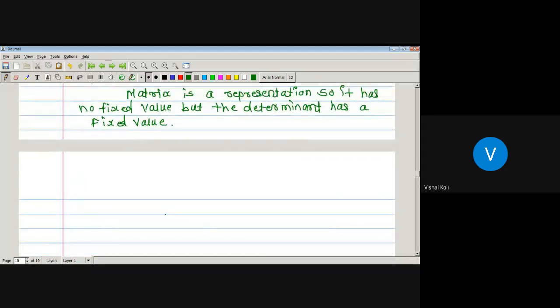To find the determinant value, we require the concepts of minor and cofactor. For finding the determinant of any matrix, we require the minor and cofactor of each and every element of our given matrix. So first we will see what is the minor and cofactor of an element. First we will see what is a minor.